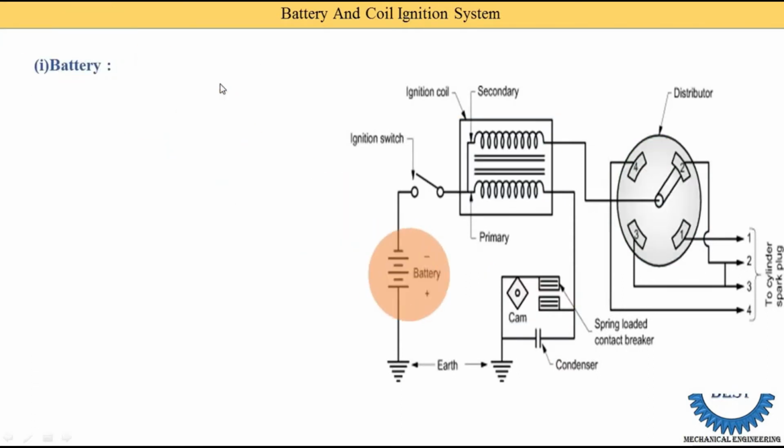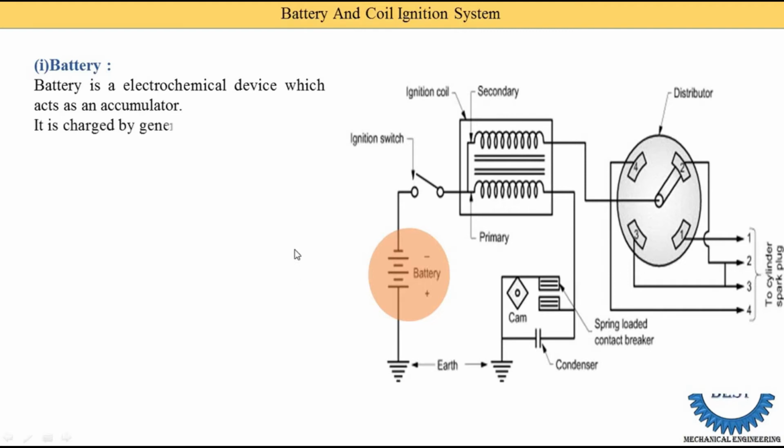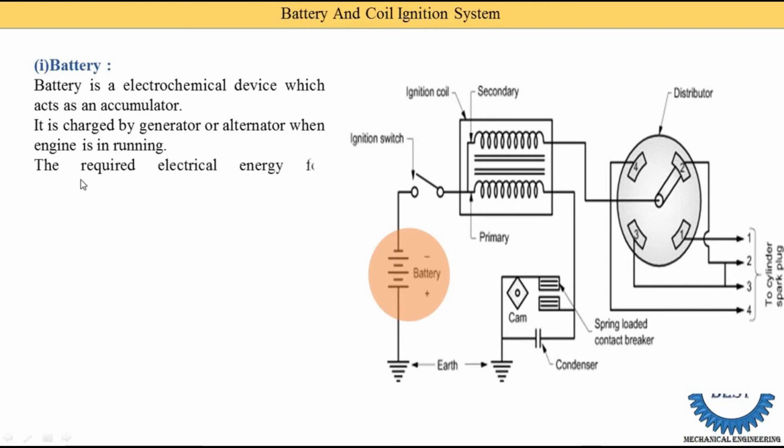The first component is the battery. A battery is an electrochemical device which acts as an accumulator. Inside the battery some chemical is there and this chemical stores the electricity. It is charged by a generator or an alternator when the engine is running. When the bike or car is running, the alternator runs and charges the battery. The required electrical energy for functioning of the system is provided by a battery of 6 or 12 volts.